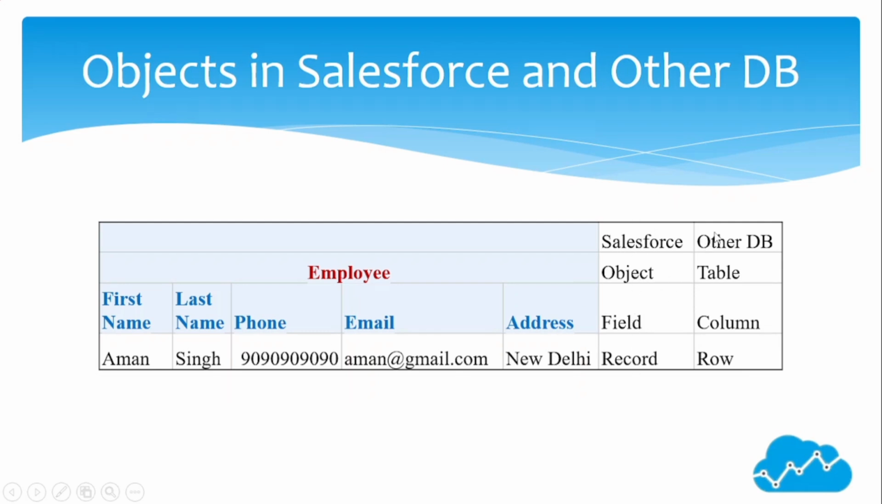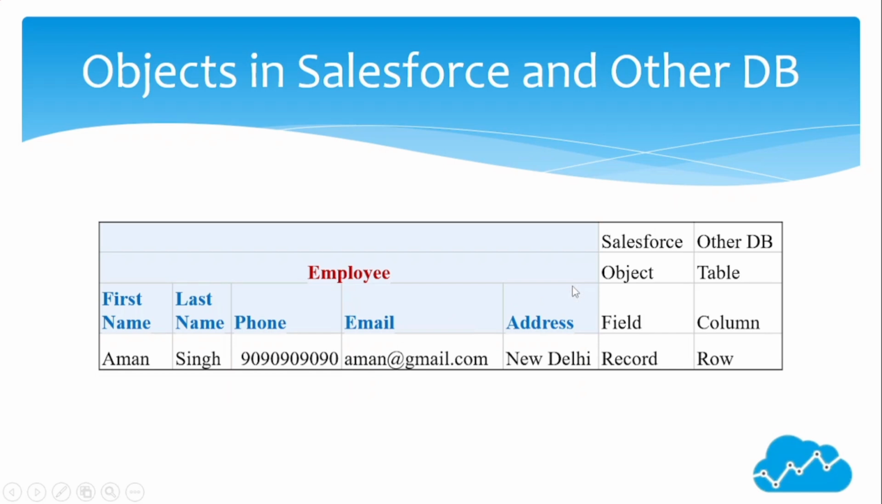This one, and in other databases like MySQL, SQL Server, Oracle. So in the other databases, this is going to be considered as a table, means employee is a table. Then these are the columns: first name, last name, phone, email, address, and so on. And the records are going to be rows. So for example, here one record I had shown like this. In real time there will be hundreds of records.